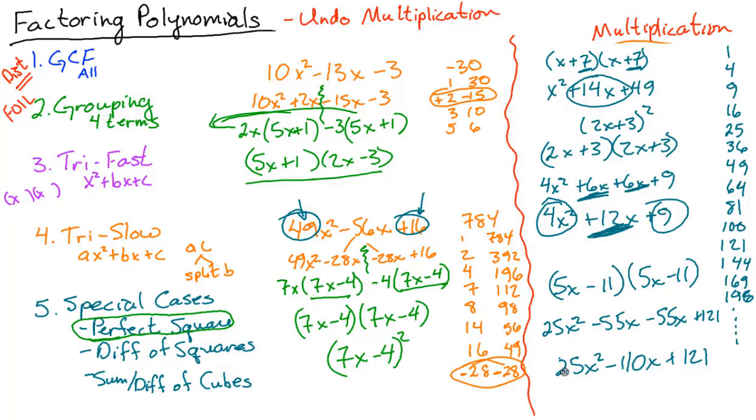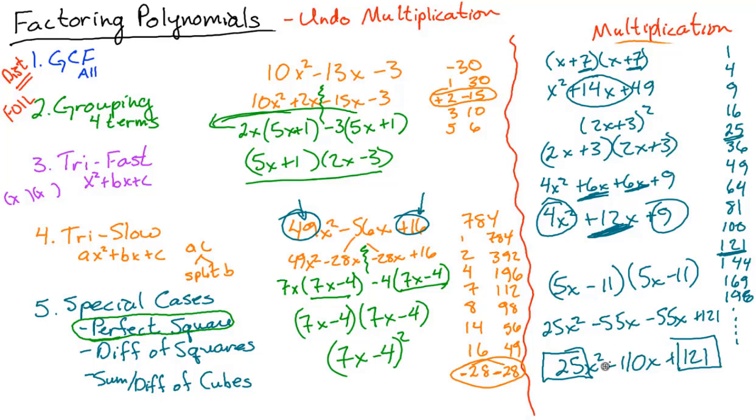So this right here, notice 25, perfect square. It's right there. 121 is 11 times 11. It's on this special list of numbers. So you really need to know this special list of numbers to pick out these special cases.